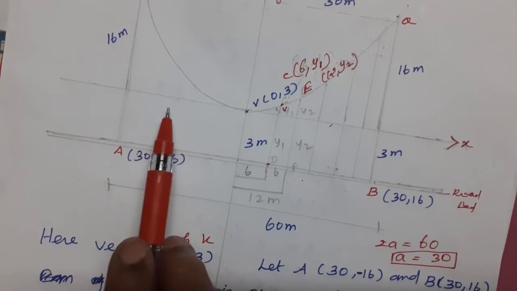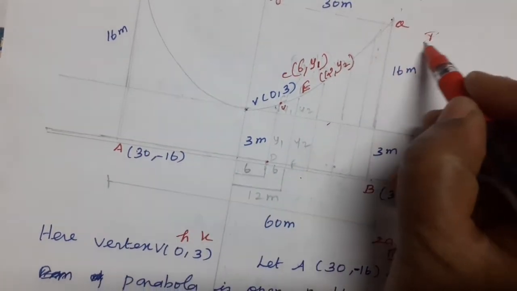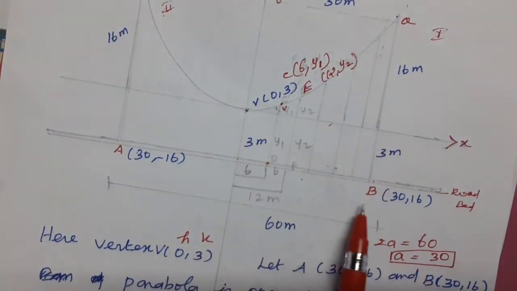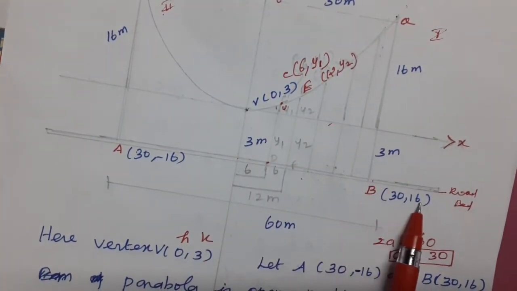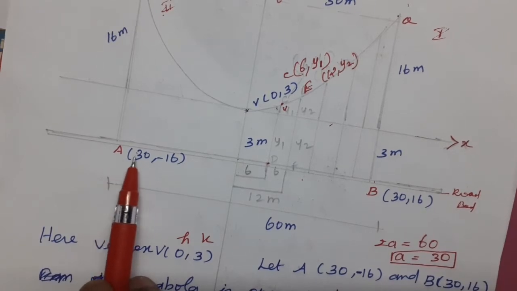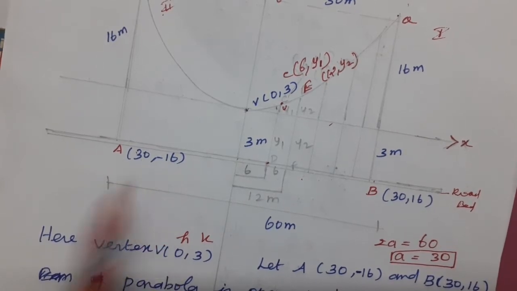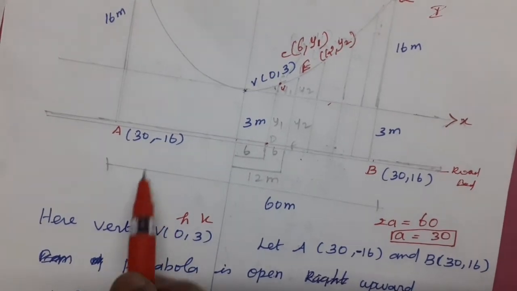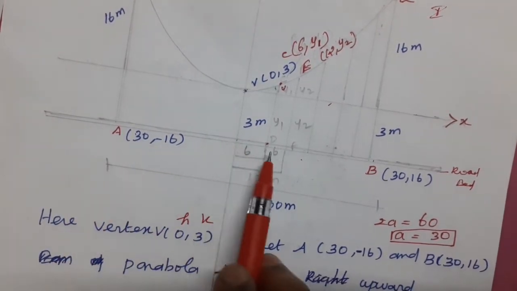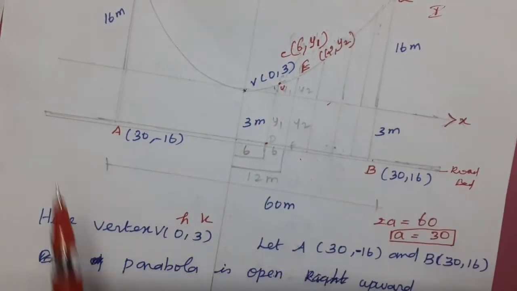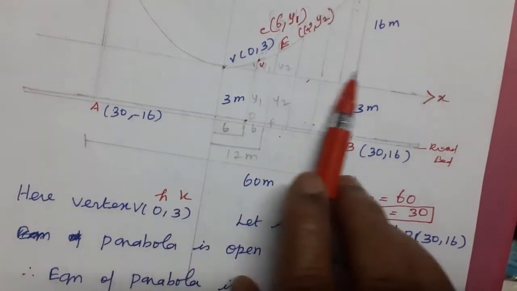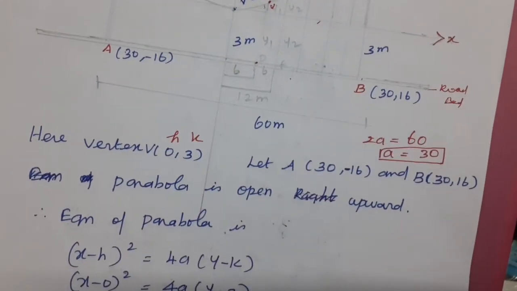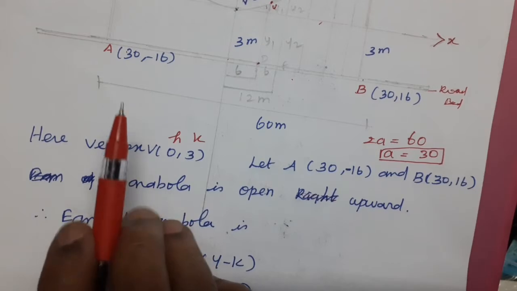This is the first quadrant, this is the second quadrant. In the first quadrant, both are positive: X value positive, Y value also positive. For the second quadrant, this is X comma minus 16. This is the negative side, this is the positive side. We are going to find this side only because all are equally split. So 30 comma minus 16.